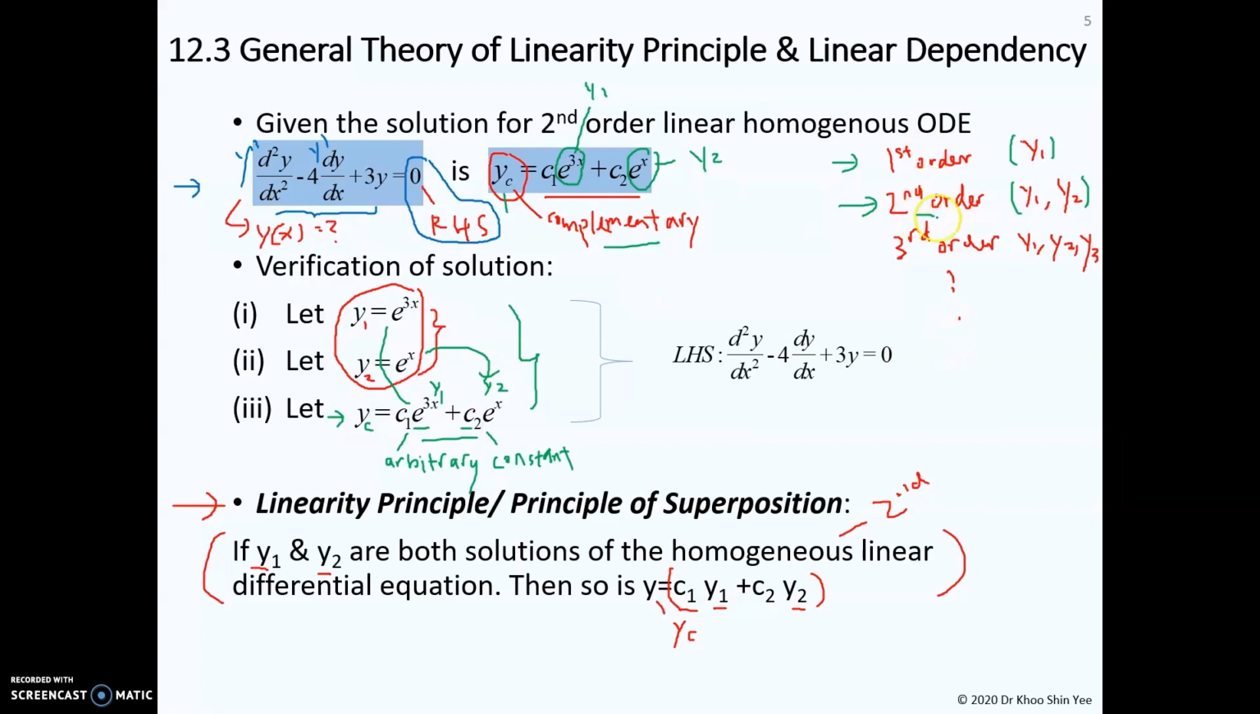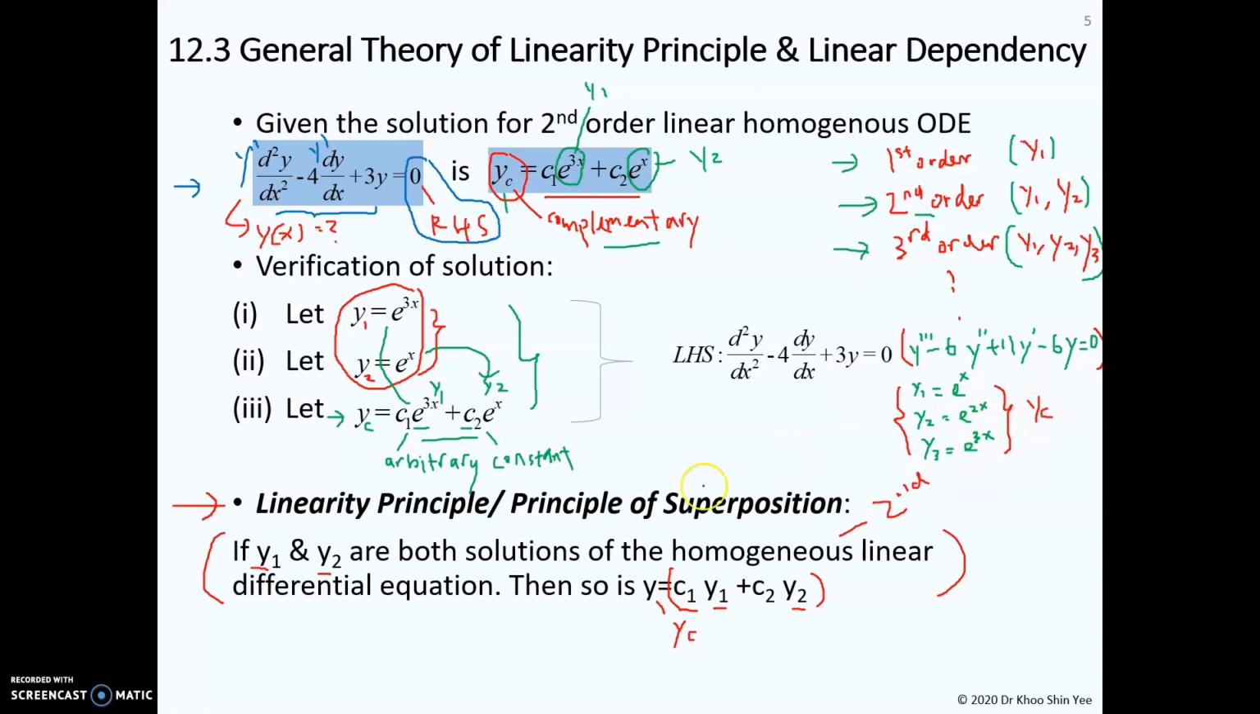So you can continue this list where you should obtain three solutions for the third order linear homogeneous ODE, 4 solutions for the fourth order, and so on. For example, in this case, you have a third order linear homogeneous ODE, and the 3 solutions for this third order ODE are provided here. So from here, how can we obtain the total complementary solution?